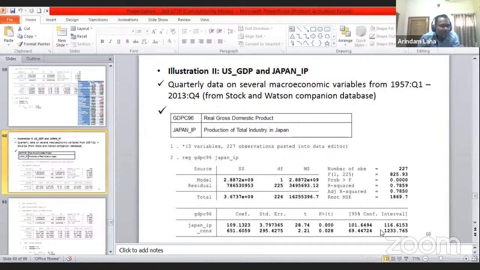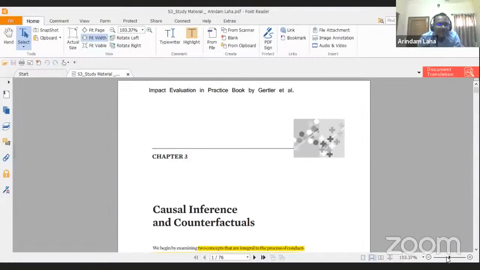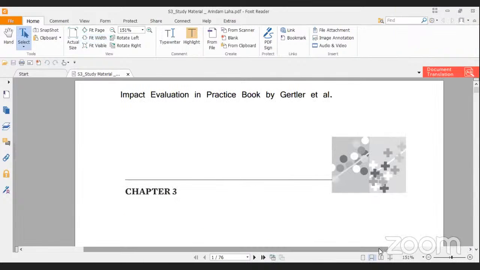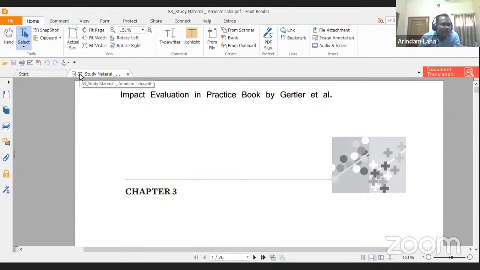Is it visible? One PDF file, is it visible? Yes, sir. I have given it. This is the title. This is the name of the S3. This is for phase 3.